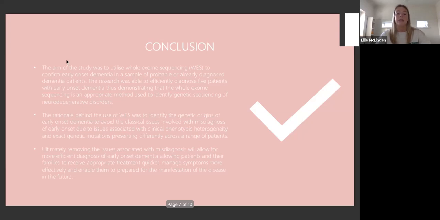Ultimately, removing the issues associated with misdiagnosis will allow for more efficient diagnosis of early onset dementia, allowing patients and their families to receive appropriate treatment quicker, manage symptoms more effectively, and enable them to be prepared for the manifestation of the disease in the future.